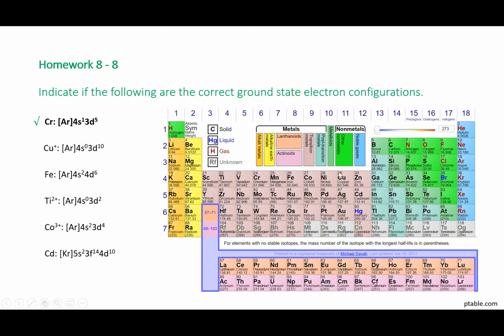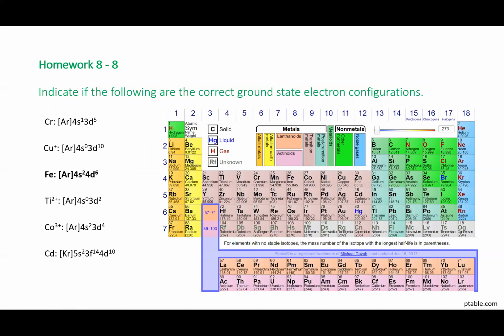Copper plus is located here, same period, so you start with the same noble gas shorthand, and you have 4s2 electrons and 1, 2, 3, 4, 5, 6, 7, 8, 9 3d electrons in order to get to copper. But again, it's one of those weird cases and weird exceptions. So your neutral species should have 4s1 and 3d10. So because it's copper plus, you lose one electron from the highest energy orbital, which is the s. So because you lost one electron here, this should be 0. So yes, this is the correct configuration.